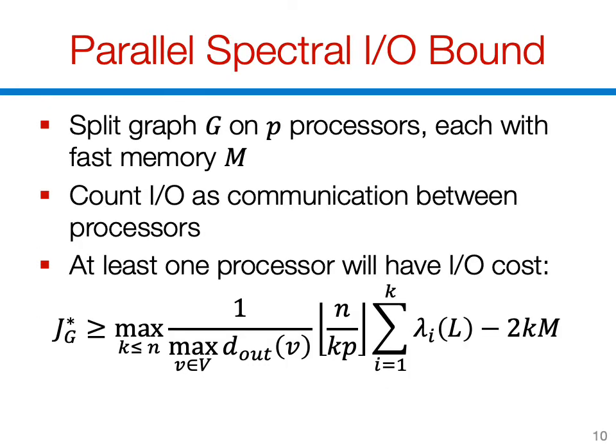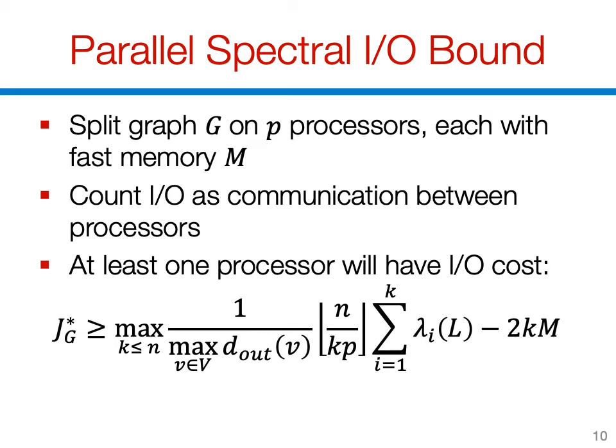This bound also lends itself naturally to a parallel bound. Instead of the two-level memory hierarchy, imagine that we instead split the graph G on P processors, each with fast memory M. We count I/O as the communication between processors. Then the I/O cost actually divides very neatly by P. Intuitively, the proof is as follows. Each processor is going to evaluate a subset of the vertices in the graph. Given the optimal evaluation order X, we can define P sub-evaluation orders, where each sub-evaluation order indicates the evaluation order of that processor on its own vertex set.